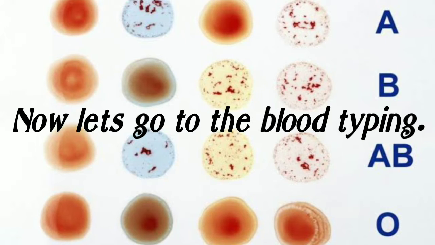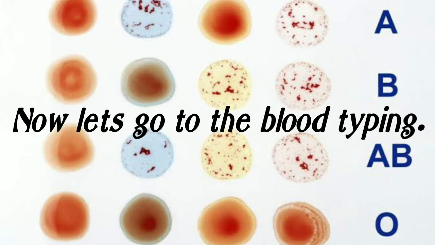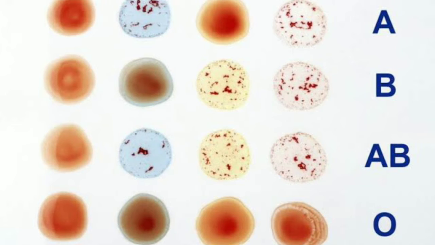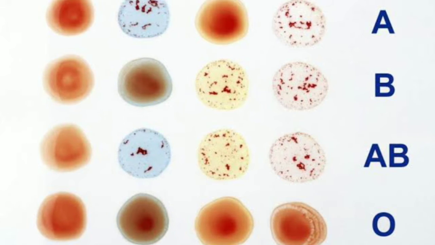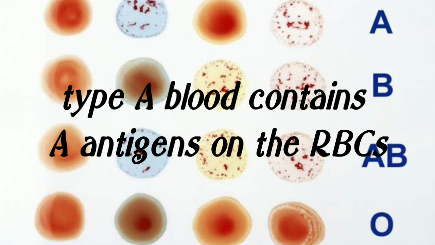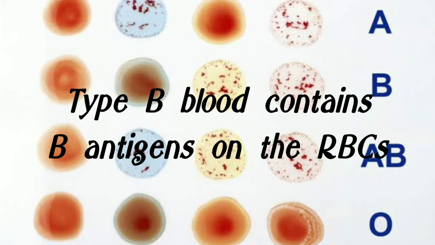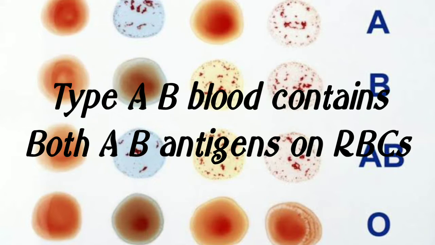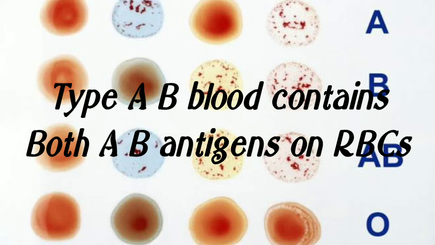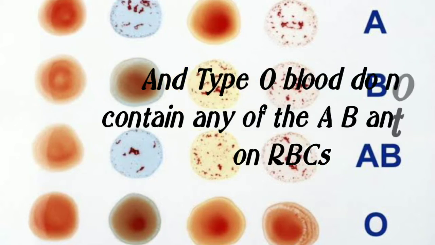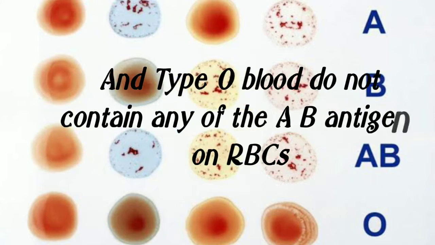Now, let's go to blood typing. Blood typing involves the determination of the antigens present on an individual's RBCs. Type A blood contains A antigen on RBCs. Type B blood contains B antigen on RBCs. And type AB blood contains both A and B antigens. And O does not contain any A or B antigens.